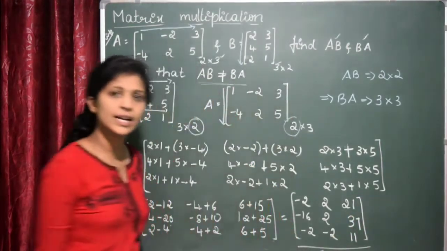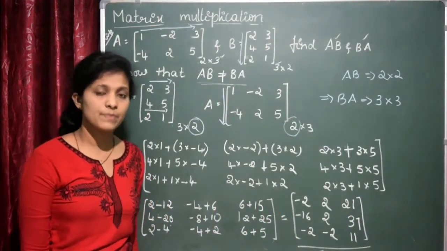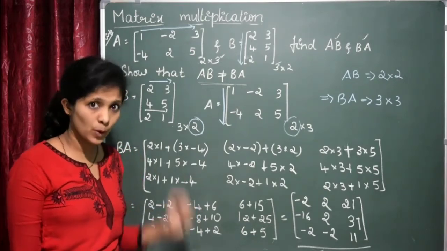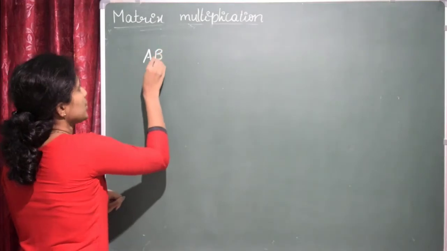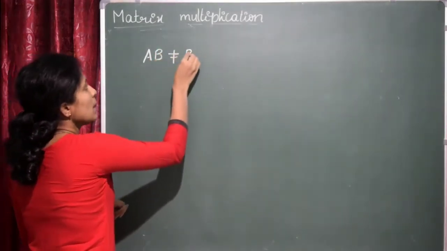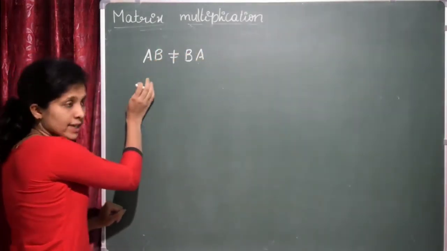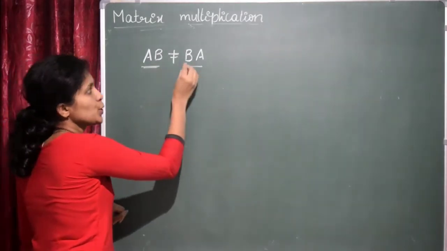So here we can say that AB is not equal to BA. I hope you understood this one. This is an important one. You have studied that matrix multiplication is not commutative, that is, AB is not equal to BA. But there are some cases where AB will be equal to BA.